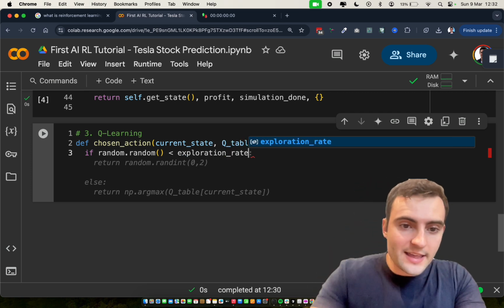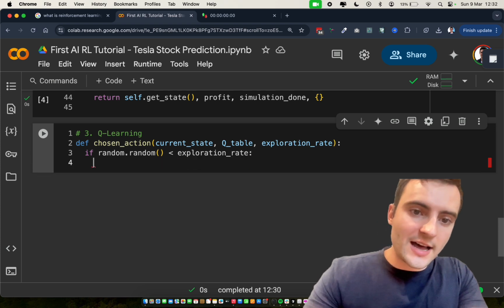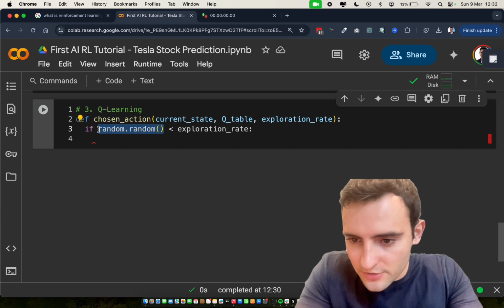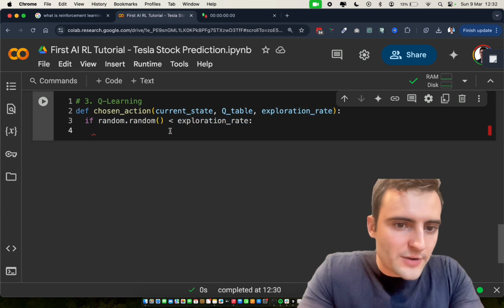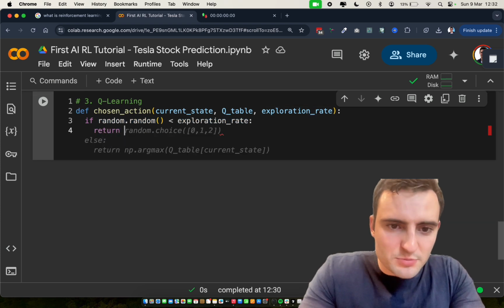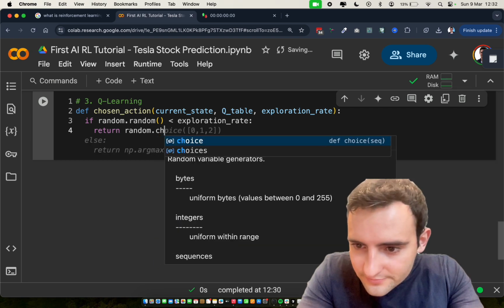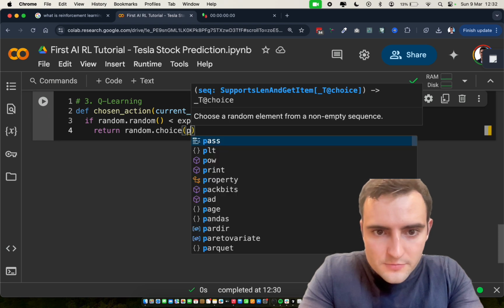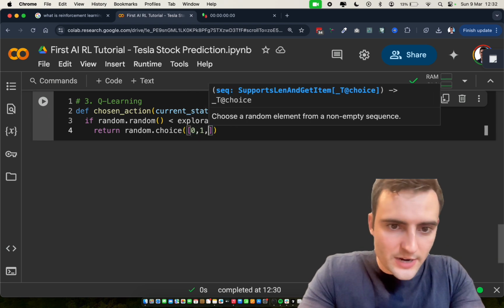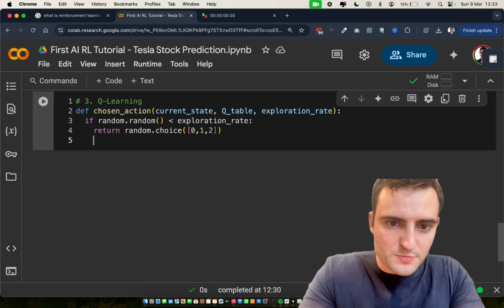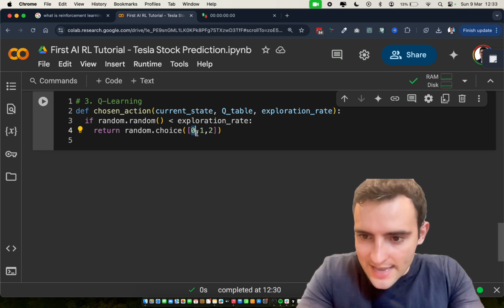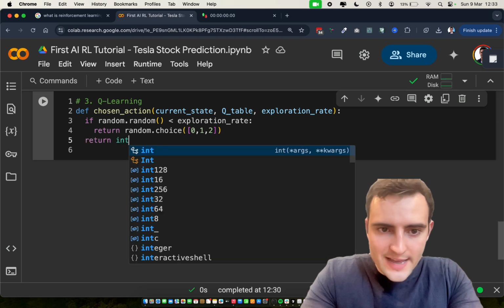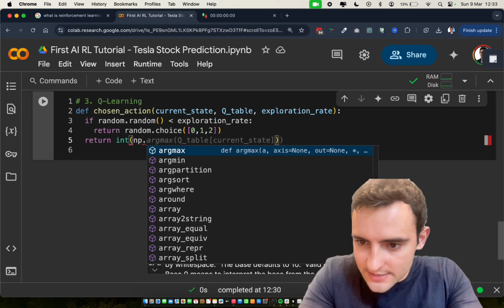So if we randomly choose a number between 0 and 1, and if this is under our threshold of exploration, let's return a random number, which means, hey, let's explore, right? So here we have 0, 1, and 2, which are all the possible actions, right? 0 was holding, 1 was buying, 2 was selling. And then here we're going to return int np.argmax, which is the maximum, right?